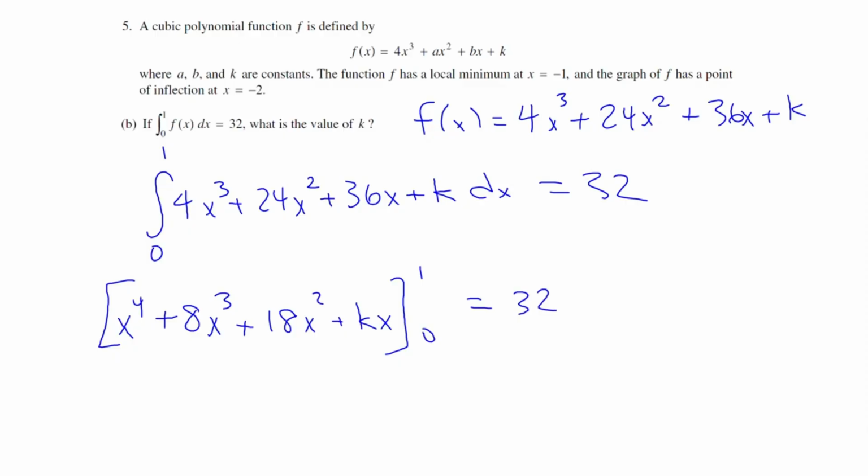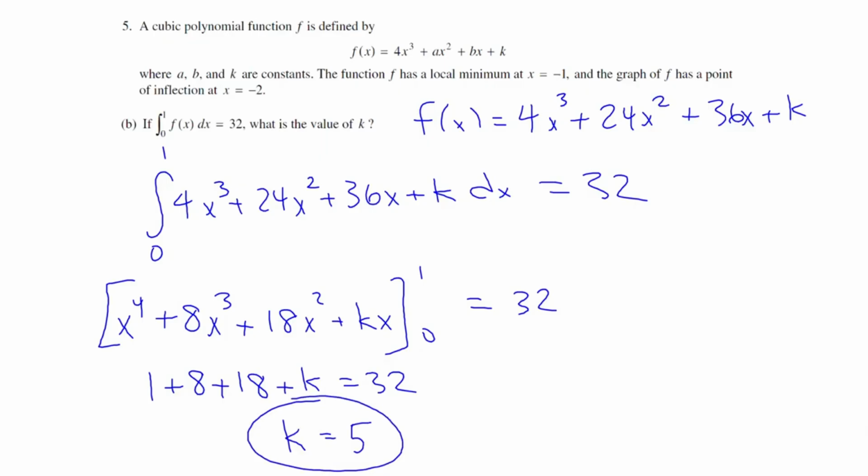Well, now, when I plug in 0 to all of those terms, we're just going to get 0. So really, we just need to plug in 1, which is going to give us 1 plus 8 plus 18 plus k equals 32. And 1 and 8 is 9, 9 and 18 is 27. And then subtract that 27 over to the other side, you get k is equal to 5. And they gave you 4 points here for that one. 2 points for the correct anti-differentiation. 1 point for having the expression in terms of k. So I guess maybe this one down here. And a final point for getting k is equal to 5.